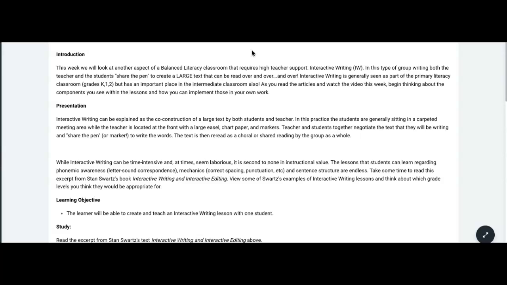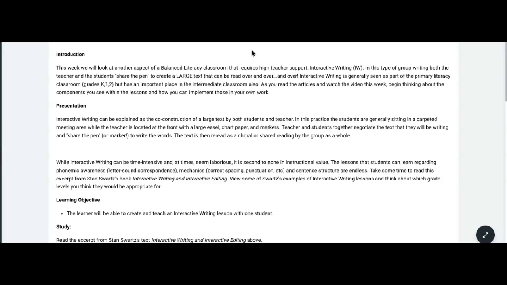Now, to begin to share the pen or the marker, and it's usually a marker, to write the words. The students say each word slowly. They do not segment the word. They say it slowly to hear the sounds in the words. For example, if they are going to write the word remember, they would say it slowly like this. Remember.